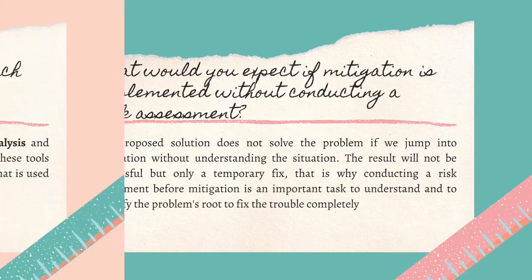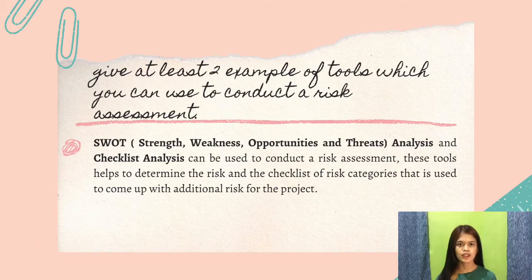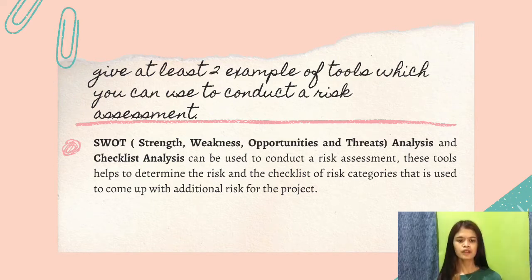So, for the last question, give at least 2 examples of tools which you can use to conduct a risk assessment. First is the SWOT analysis, or the strengths, weaknesses, opportunities, and threats, and second is the checklist analysis. These tools can be used to conduct a risk assessment. It helps to determine the risk and the checklist of the risk categories that is used to come up with additional risk for the project.